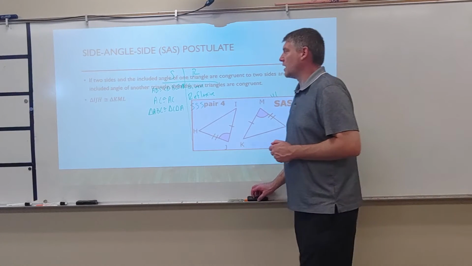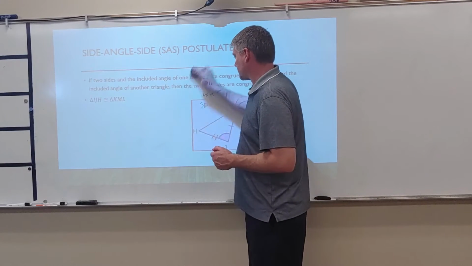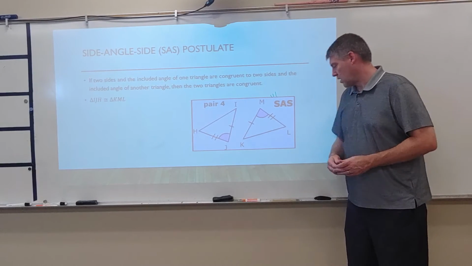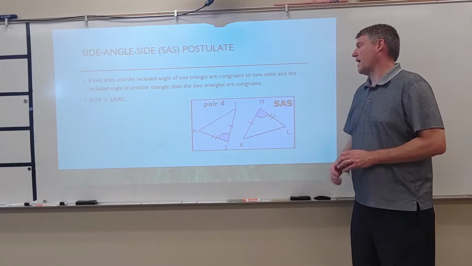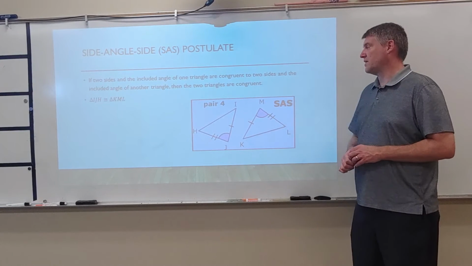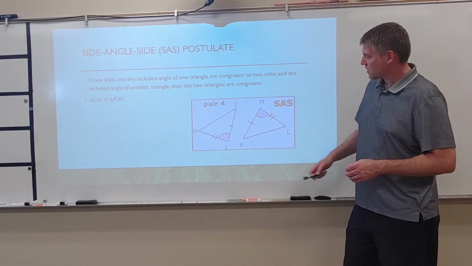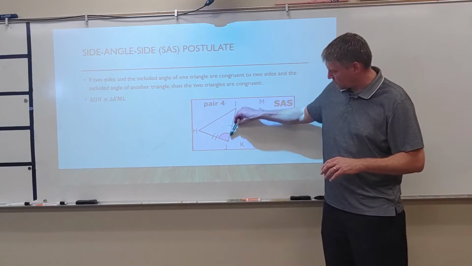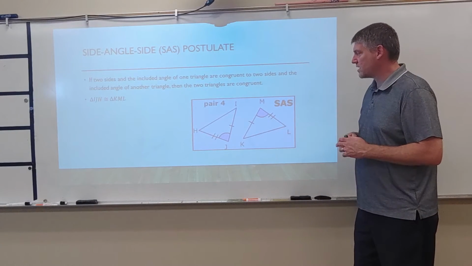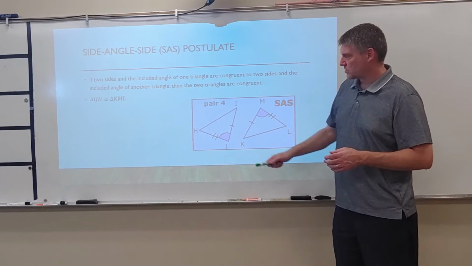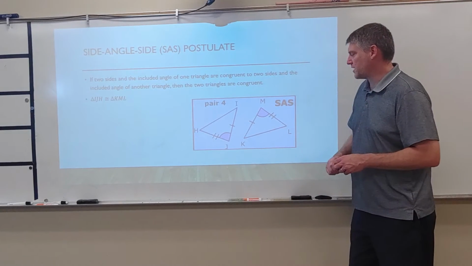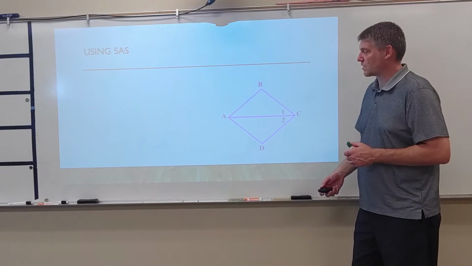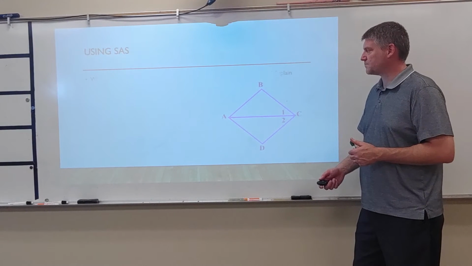Now the side, angle, side postulate is if two sides and the included angle of one triangle are congruent to two sides and the included angle of another triangle, then the two triangles are congruent. So here I have side, angle, side. Think of it as circular, so we have to go in order. Side, angle, side. So triangle IJH is congruent to triangle KML, using side, angle, side.